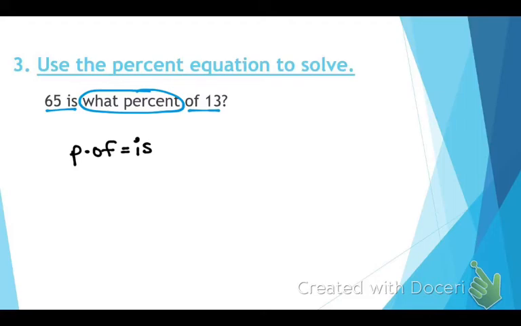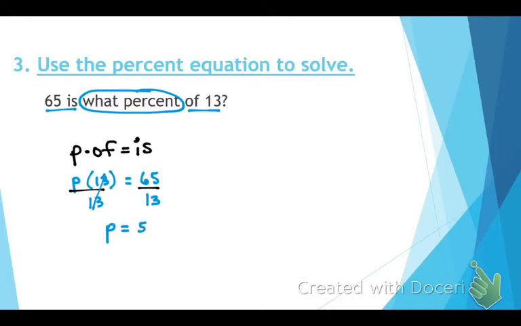First things first, guys, what's our P? We don't know it, so we're going to keep it as a P. What's my of? 13. So I've got to multiply it by 13. And what's my is? 65. Guys, how do I get P by itself? Divide by 13 on both sides. When you do that, what do you get? P equals 5.